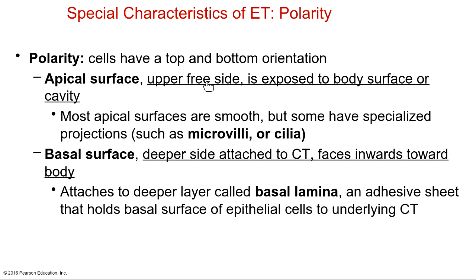There's nothing above it. When you're looking at a slide of epithelial tissue, you'll notice at the top there's no other tissue. That represents the apical surface. Some of these apical surfaces have specialized features such as microvilli and cilia. The basal surface, when you see basal, it comes from the word base. Base or basal means bottom. Think of your basement.